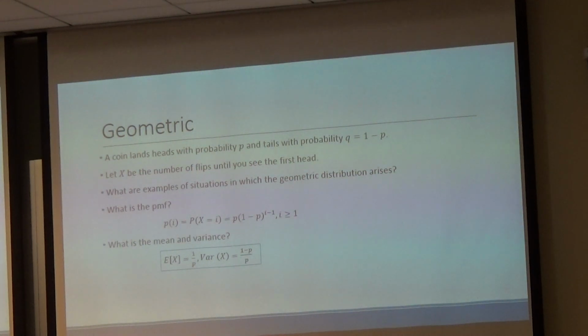Next is geometric. So again, I've got this biased coin. So for the first 3 distributions, they're all dealing with this biased coin. And I'm looking for the first time I get a head. So I'm flipping it, I'm counting the number of flips until I get a head. And what are examples of situations where this might arise? So if I own a store and I'm counting customers, I'm counting the number of customers that come into my store until the first time somebody buys something and doesn't just browse.